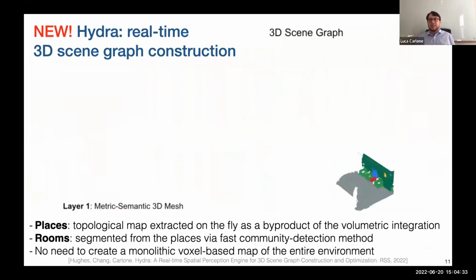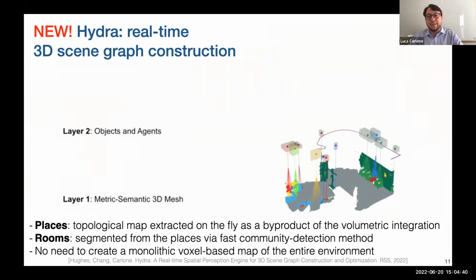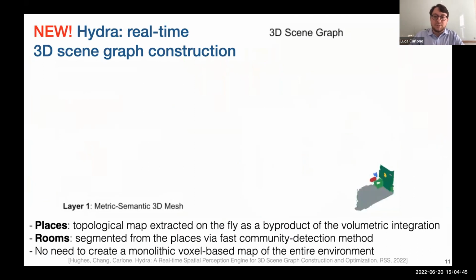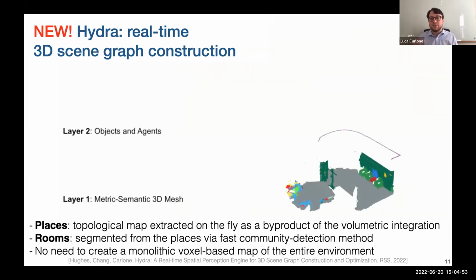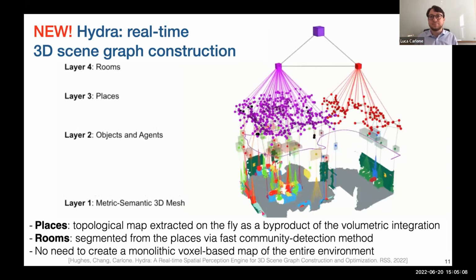So today I'm happy to introduce Hydra, which is a new perception system that we proposed. It's going to be presented at RSS next week, and it can build a hierarchical 3D scene graph from sensor data in real time. So you see in the video that the robot is starting in a completely unknown environment, is incrementally building this 3D metric semantic mesh, is reconstructing its own trajectory, is populating the graph of objects in the environment, is extracting a topological map of places, which again form a skeleton of the environment, and then clustering this graph of places into rooms and buildings.